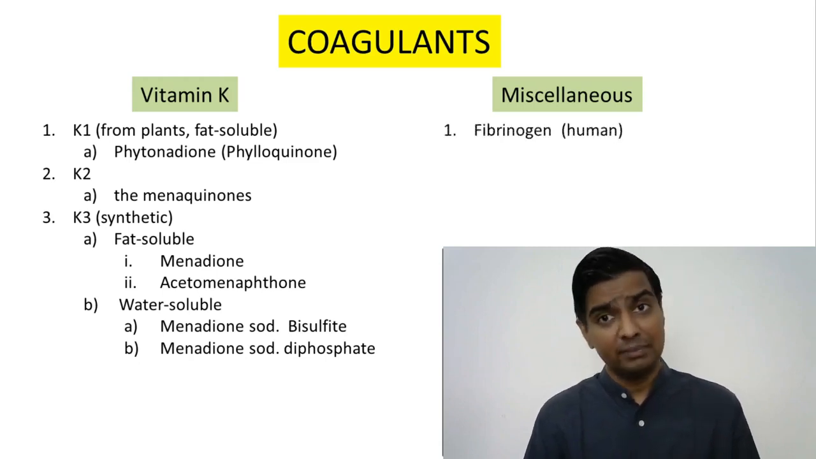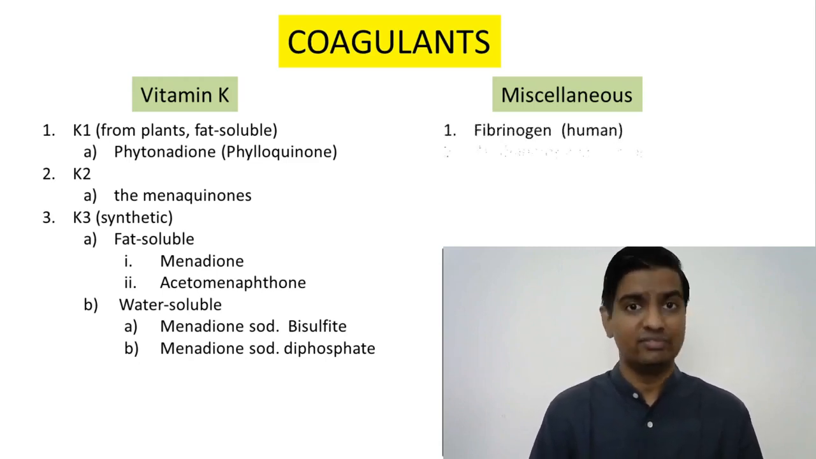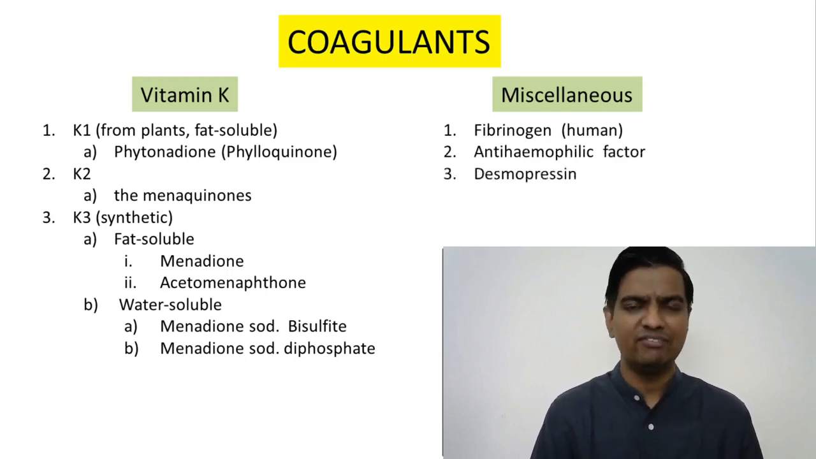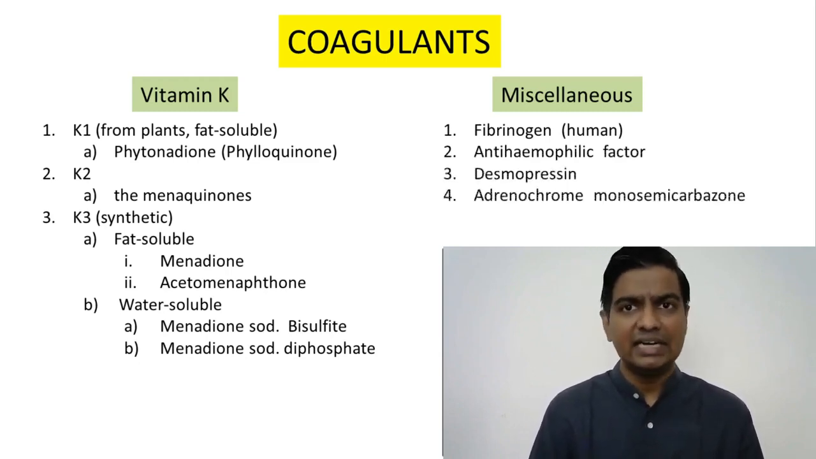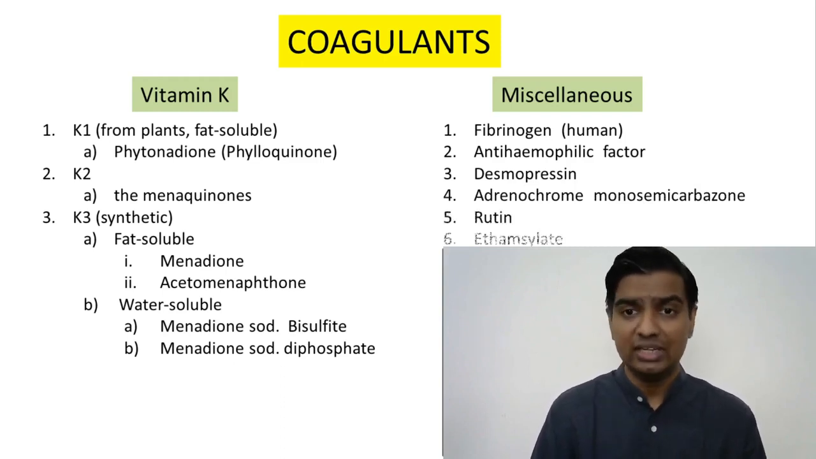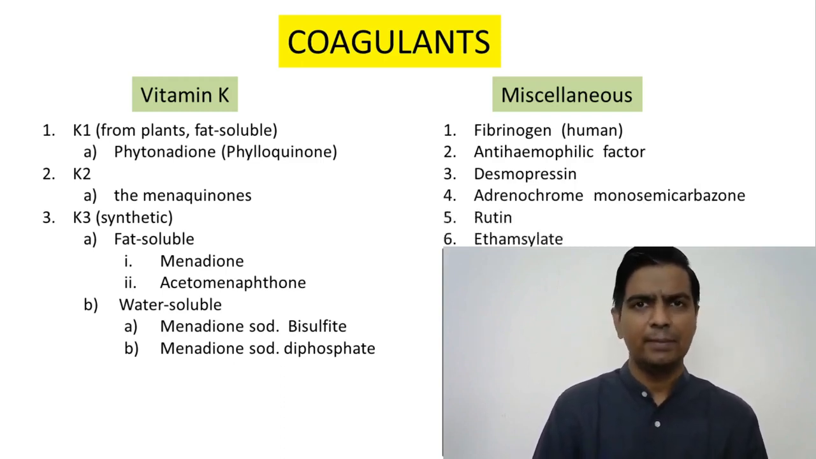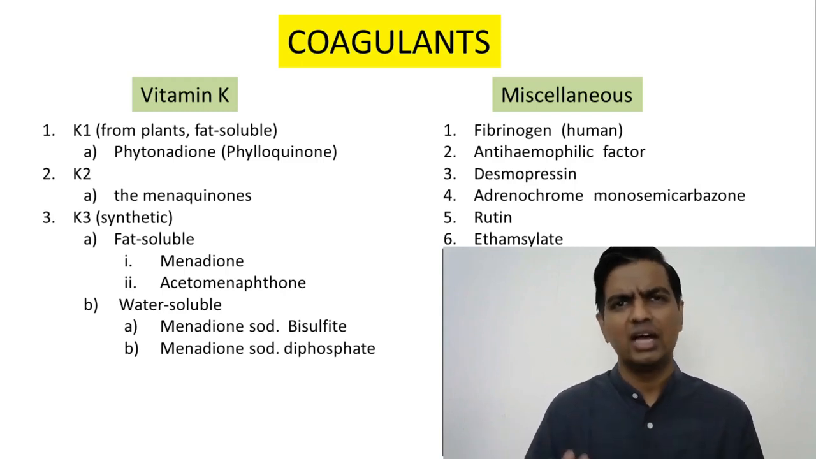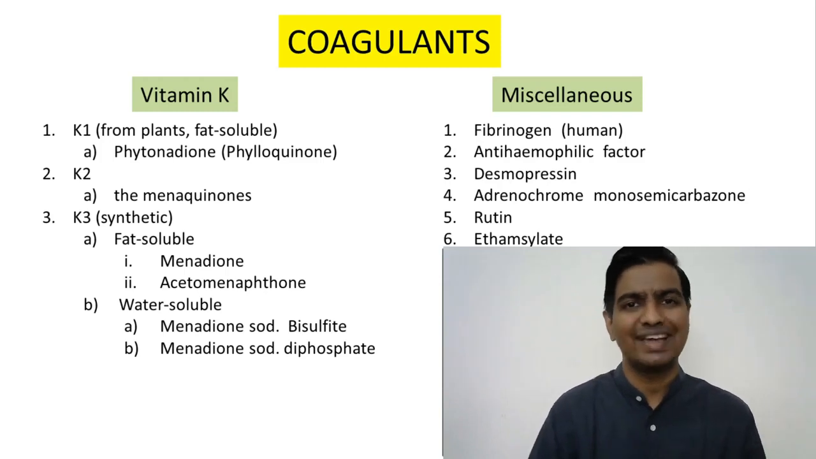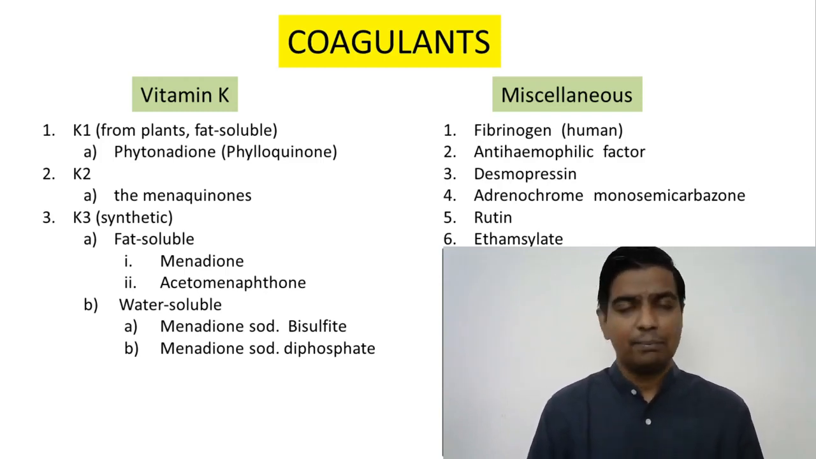Simple. There are miscellaneous coagulants such as human fibrinogen, antihemophilic factor, desmopressin, adrenochrome monosemicarbazone, rutin, and ethamsylate, but these are not asked in exams and are less important as compared to vitamin K, and hence my primary focus is going to be on vitamin K.